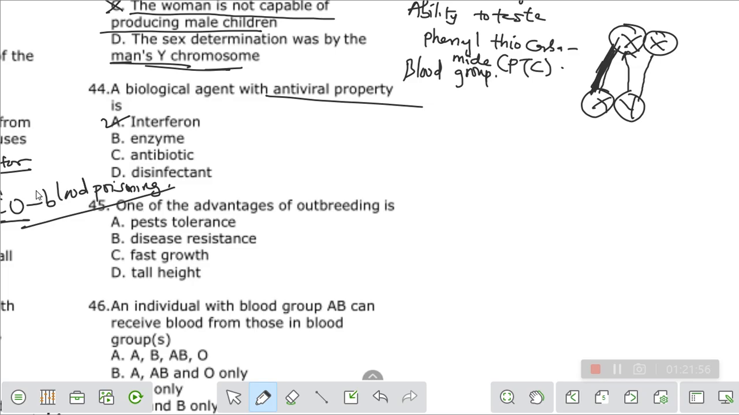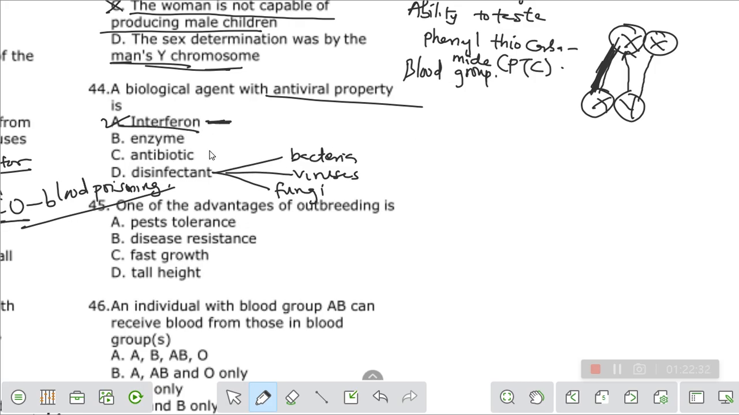So you don't need to say I should teach you again. An individual with blood group AB can receive blood from those in blood group... I've not taught you this. AB is actually a universal acceptor. What does it mean to be a universal acceptor? We have 4 types of blood group: AB, A, B, and O. O is a universal donor. AB is the universal acceptor.